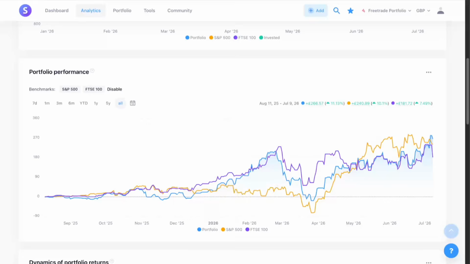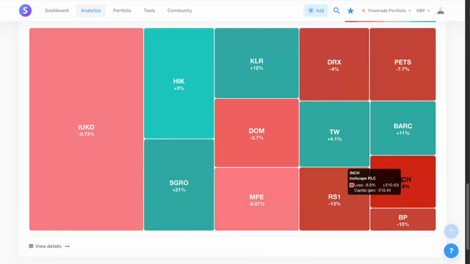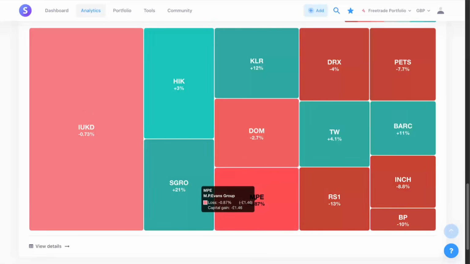Let's now take a closer look at the holdings within my portfolio to see how they performed over the past month. As we can see, it was quite a mixed bag, as there were some big losers, but then also some strong winners.